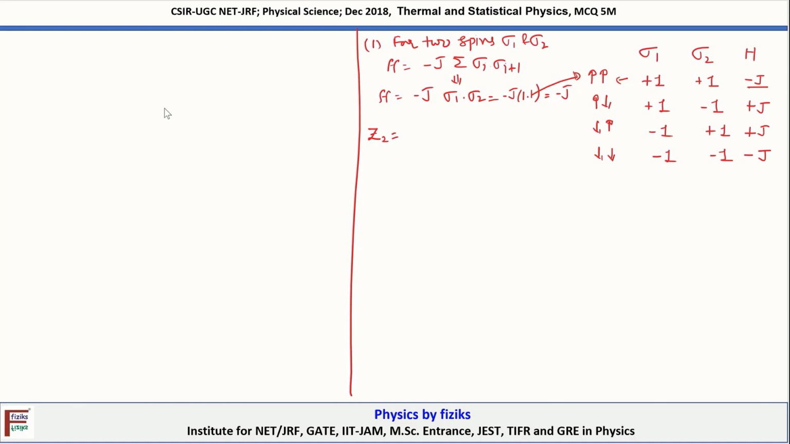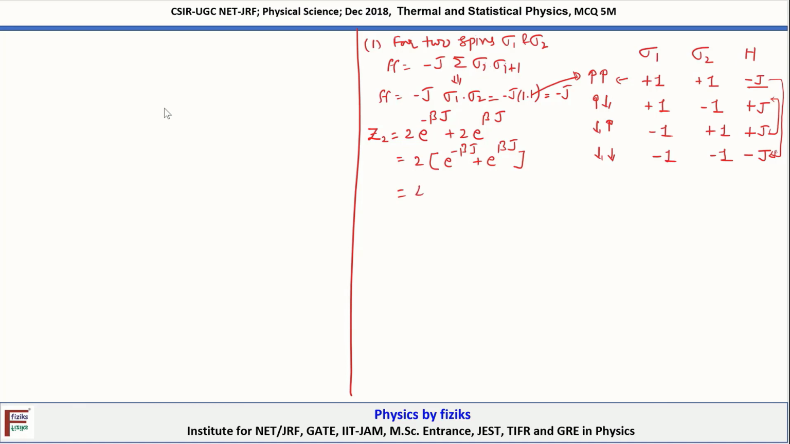Okay, so therefore the partition function when we are having only two spins, Z2, will be: here we are having 2 microstates with the same energy and another 2 microstates with the same energy. So we can take the degeneracy factor of 2 for each case. So the partition function will be twice exponential minus beta J for the negative energy, plus twice exponential beta J for the positive energy. Okay, so this is equal to 2 times 2 multiplied by exponential minus beta J plus exponential beta J, and this is equal to 2 into 2 cosh beta J.